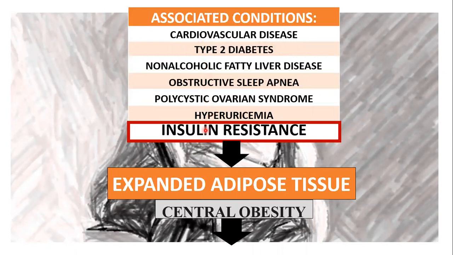And central to Syndrome X would be the expanded adipose tissue in our patients. And as we all know, adipose tissue is an endocrine gland. And this is important because it would trigger now the mechanism of metabolic syndrome. And this would be manifested by central obesity.